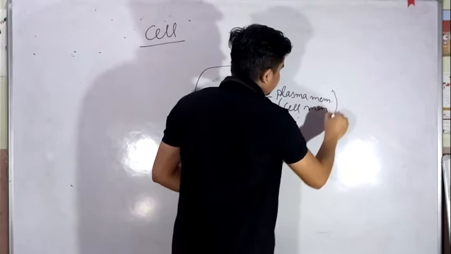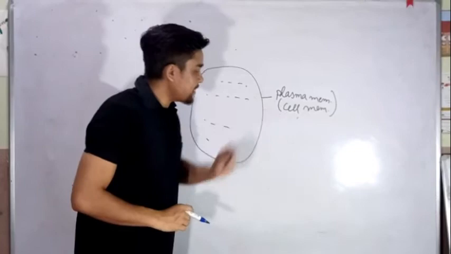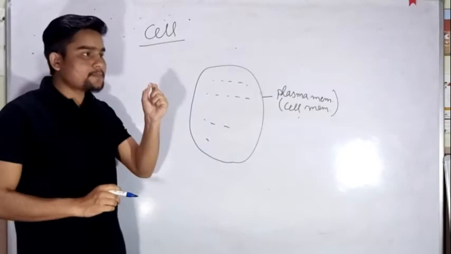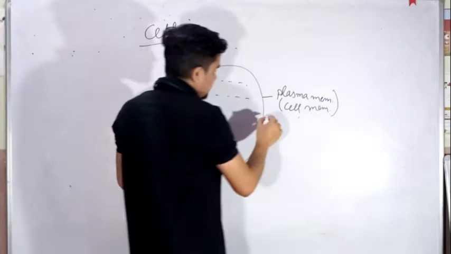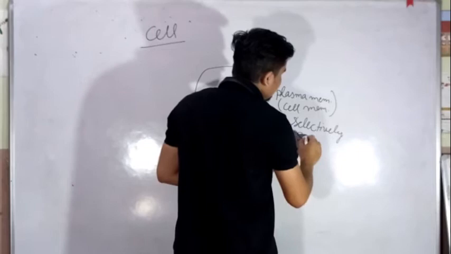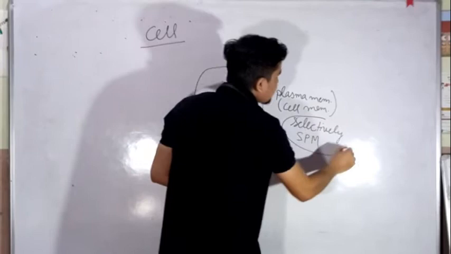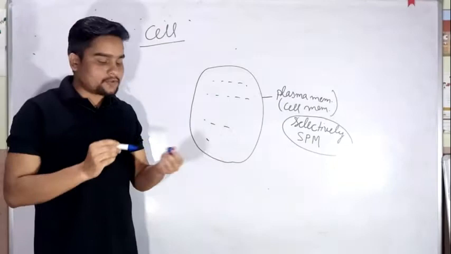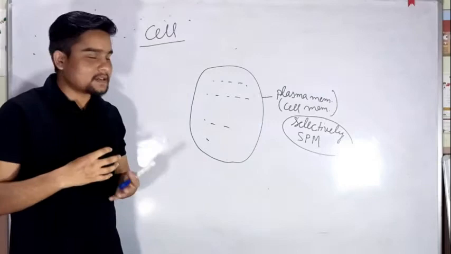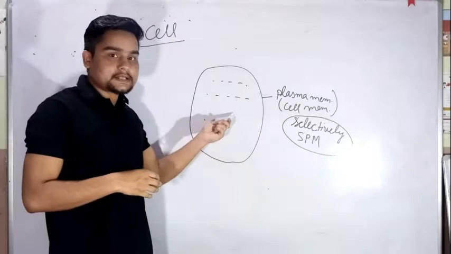The plasma membrane, the cell membrane, is porous, which makes it a semi-permeable membrane. It is a selectively semi-permeable membrane: it allows only certain substances and materials to move in and out, into the inside as well as the outside of the cells.